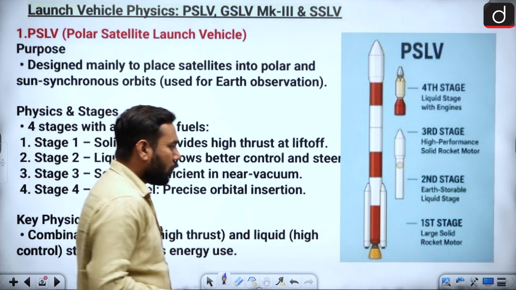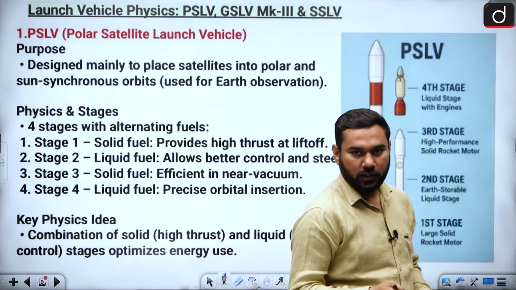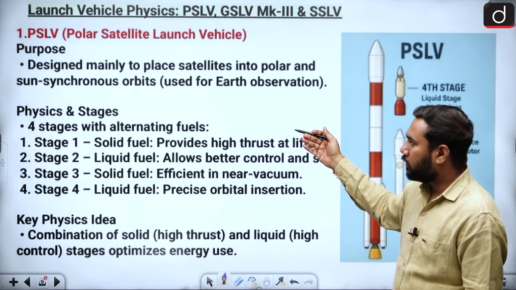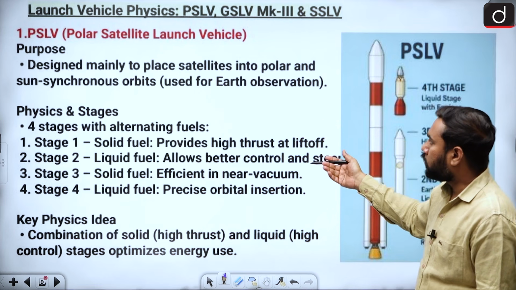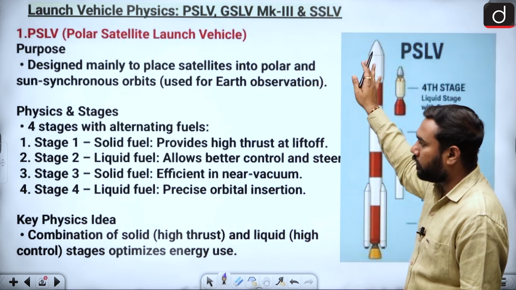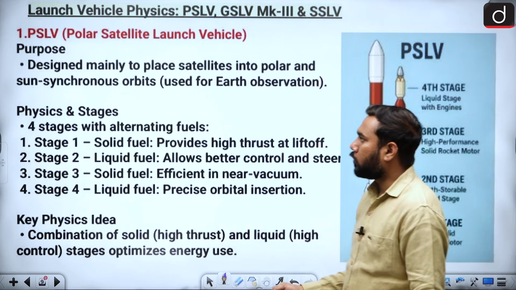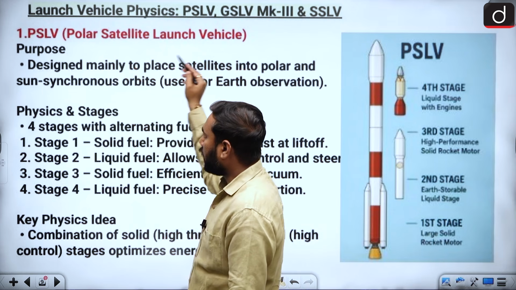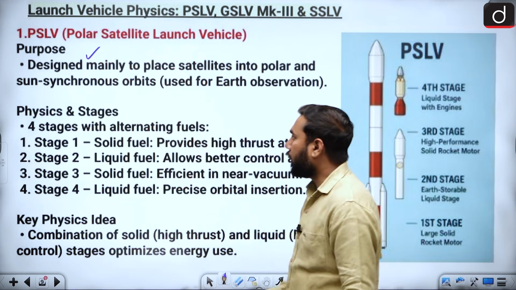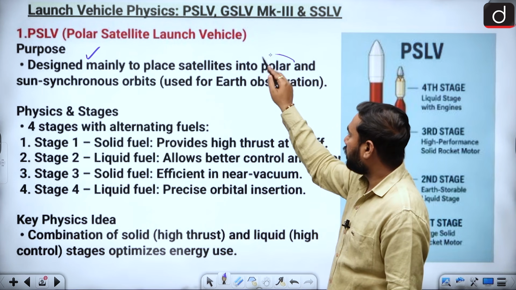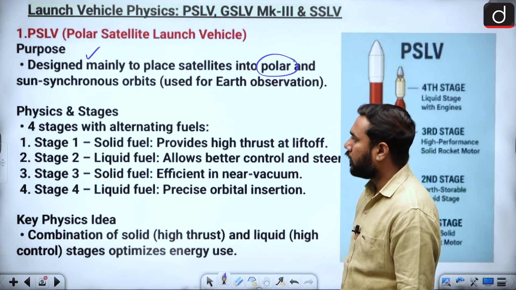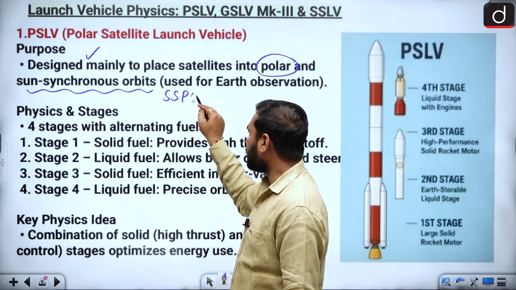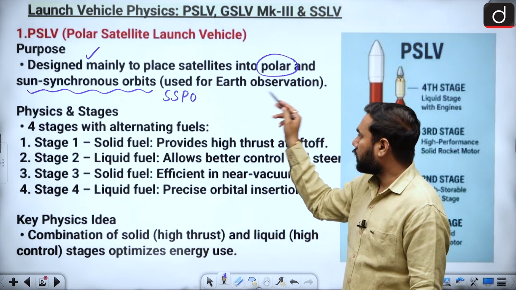And now we are going to talk about how we reach these places, how we launch our satellite. So this is your first part, and that is called your PSLV. We know it. The most important one is PSLV. So we have PSLV, GSLV, Mark III and SSLV, very important ones. But when we talk about the PSLV, ISRO gave it a very simple name, Polar Satellite Launch Vehicle. And what is the purpose? It is designed to mainly place the satellite into the polar orbit, because of the name polar satellite, and also for the Sun-synchronous orbit. And now you understand why I called it SSPO, which is used for Earth observation.